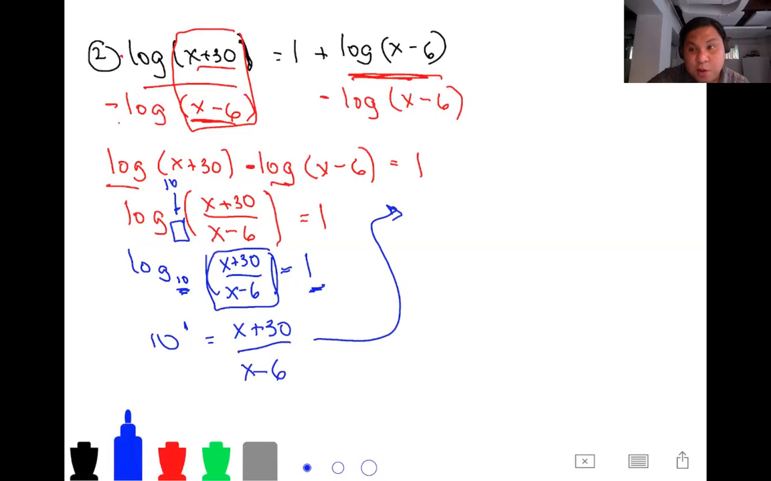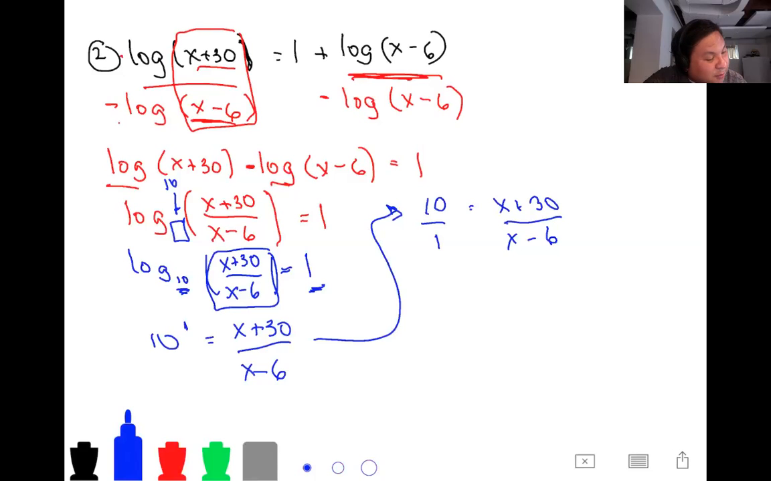So 10 raised to the 1 is simply 10. So this is 10 is equal to x plus 30 over x minus 6. To easily understand this one, I think the easiest way is to think of it as cross multiplication. You can think of it as rational expressions multiplied by the LCD, in which case you multiply x minus 6 to both sides. But I think it's easy enough to remember that in such a case, cross multiplication is easier to remember.